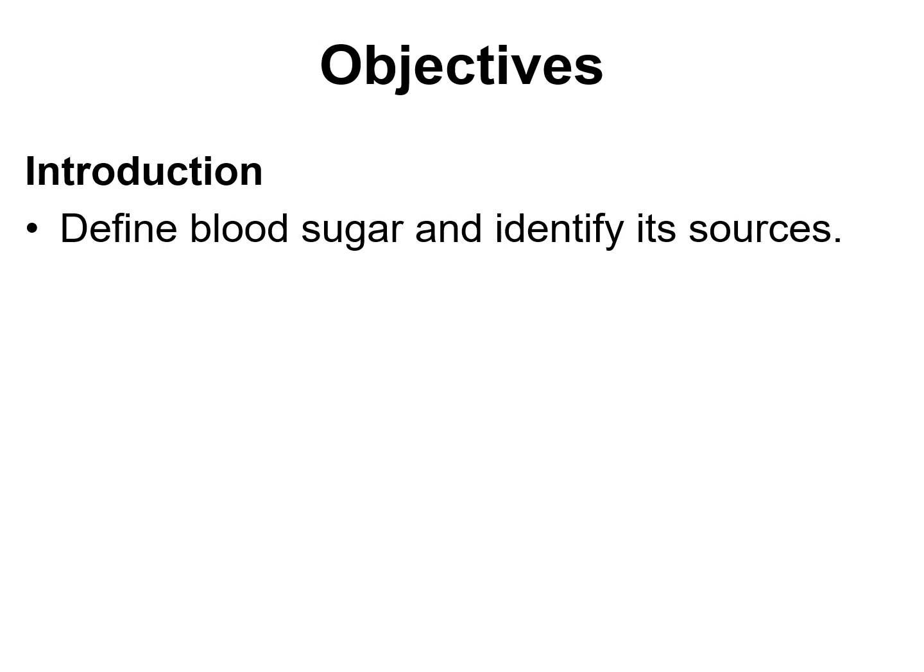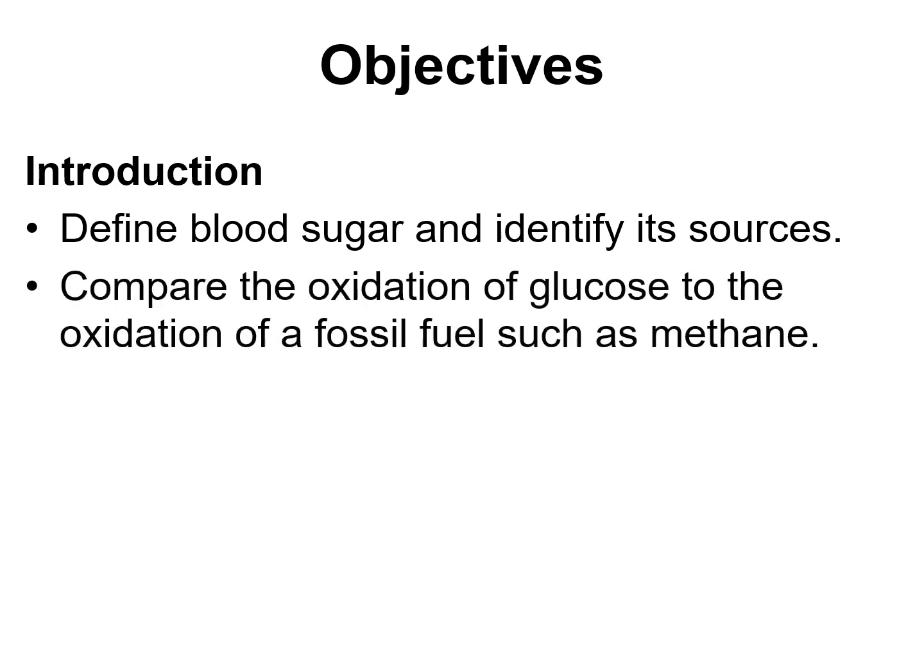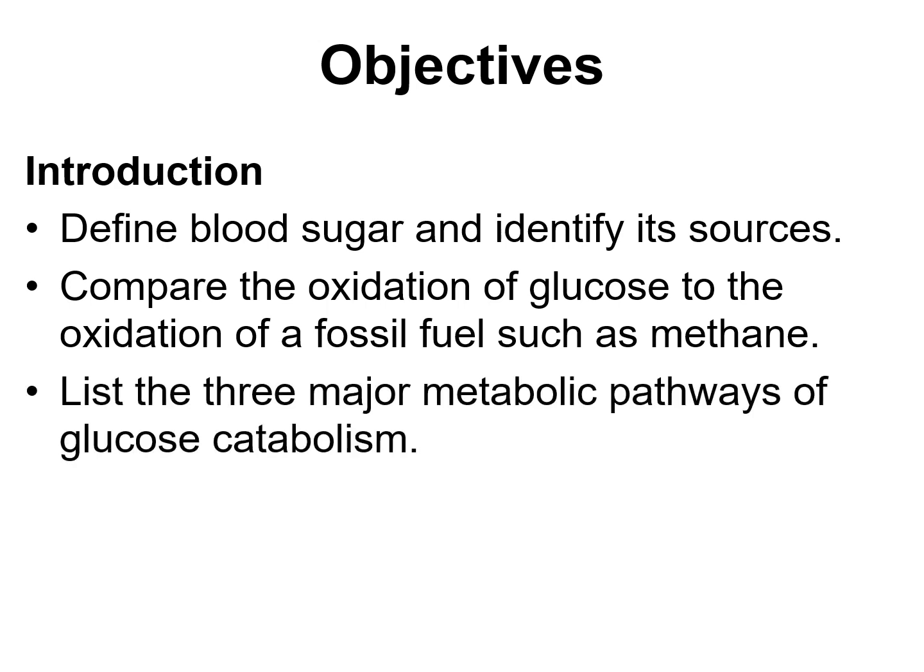First, define blood sugar and identify its sources. Compare the oxidation of glucose to the oxidation of a fossil fuel, such as methane. List the three major metabolic pathways of glucose catabolism.